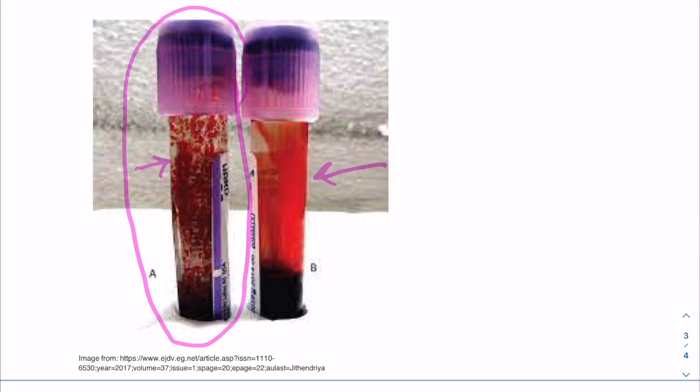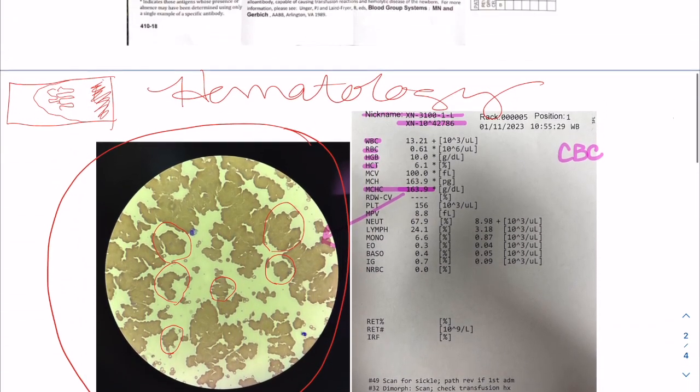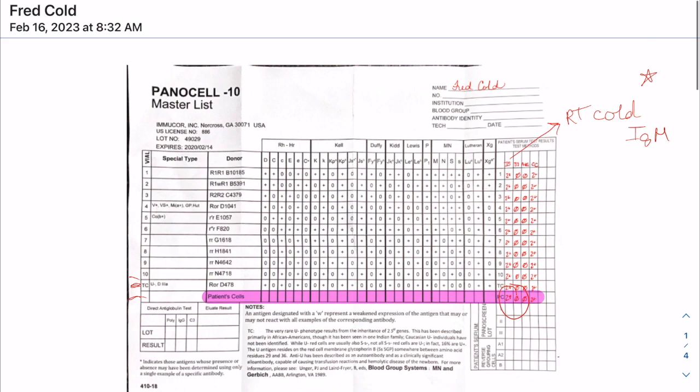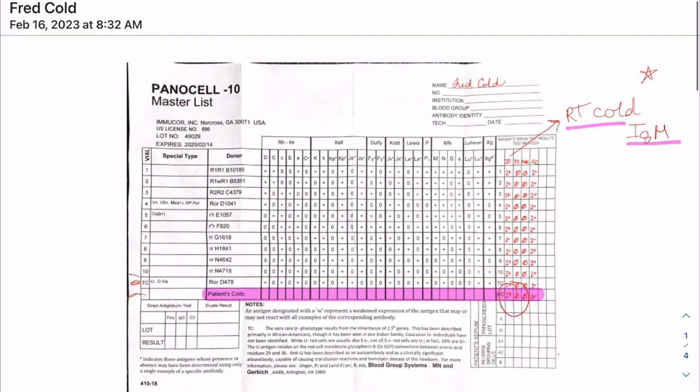So what can we do to resolve this in any of these departments? Well, it's a cold. It's reacting at room temperature. We can warm all of our specimens and our cells to 37 degrees Celsius and perform our tests there. If you're using gel or capture, because that is only at your AHG phase, you may be able to get a negative panel, screen, and so forth.